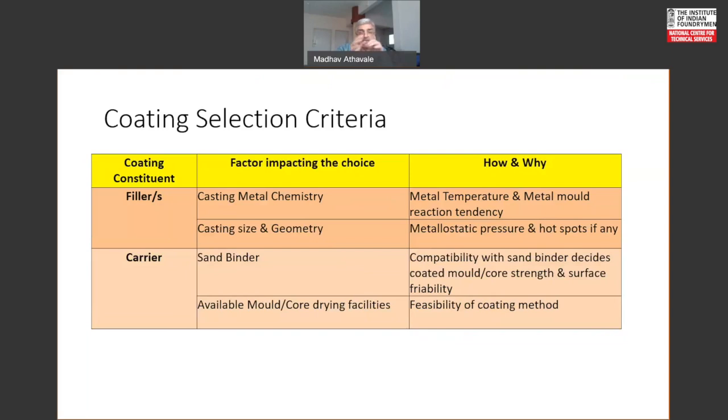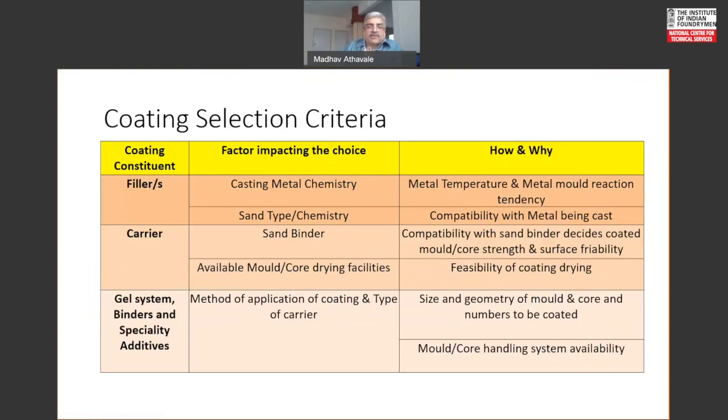It also is affected by what are the facilities available for mold or core drying post coating operation. So that also will have a bearing on carrier selection. And then method of application of the coating as well as type of carrier will decide the gel system. The binders are decided by what kind of carrier you are using, and specialty additives are decided by the method of application. Is it going to be brushing, swabbing, spraying, dipping, or overflow? Because viscosity behaviors will have to be adjusted as per that, for which you need specialty viscosity modifiers.